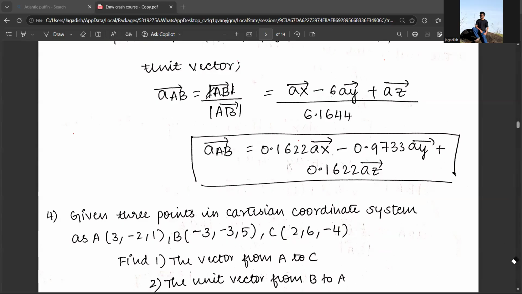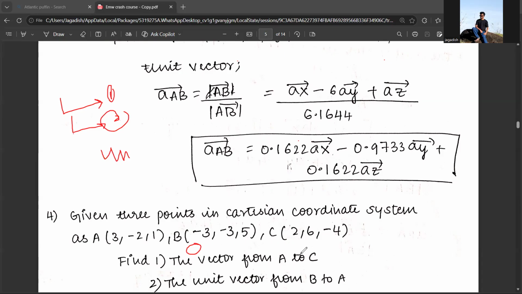Here they have not asked for a unit vector. Just they have asked you to find the vector. So don't get confused. Unit vector means whatever I told you: first step, you need to find tail minus head, then find the magnitude, then divide 1 by the magnitude for all the vectors. That is the unit vector. Here they have just asked you to find the vector from A to C.